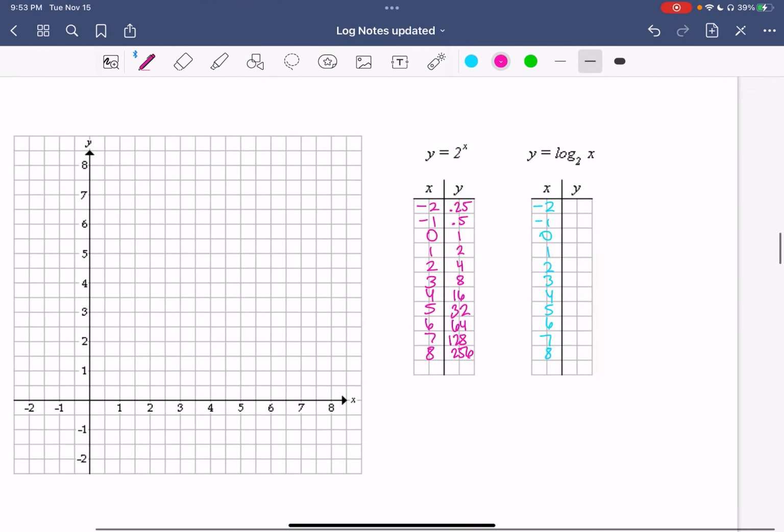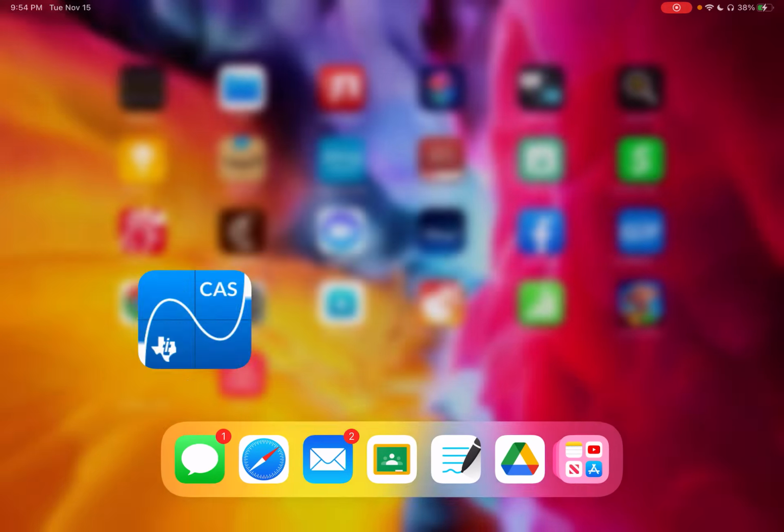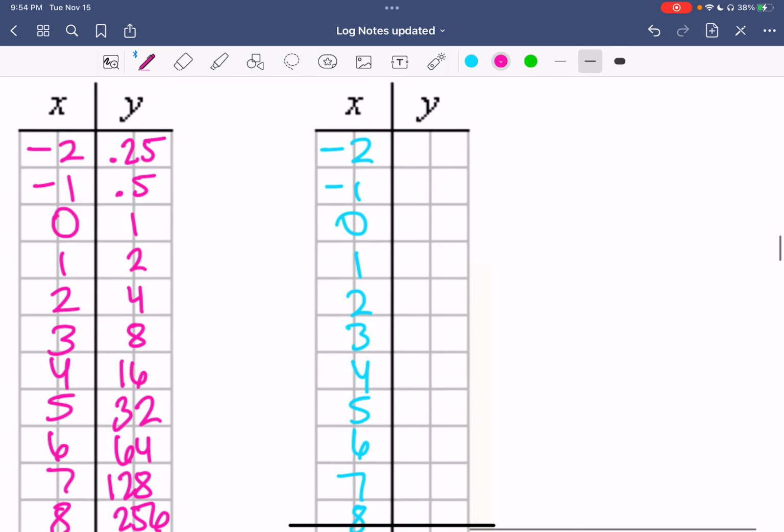Okay, just making sure. Now we're going to graph log base 2 of x. So I'm going to open a new sheet. Log base 2 of x. Enter. That's what the graph looks like. And we're going to pull up the table. Again, go up to -2. And we're going to go from -2 to 8. So you see the first three values are undefined, but then it goes 0, 1, 1.58, 2, 2.32, 2.58, 2.81 if you round up, and then finally 3. So I'm going to write those over here.